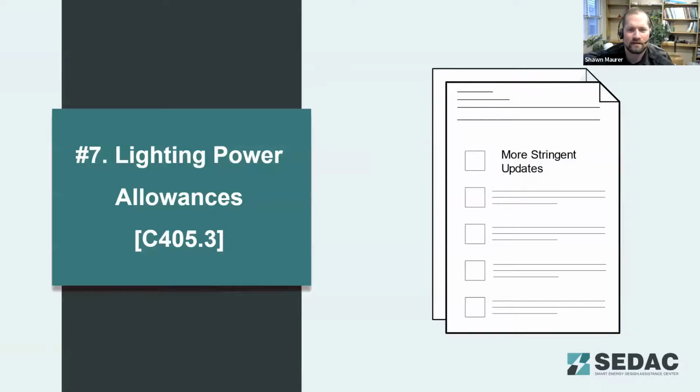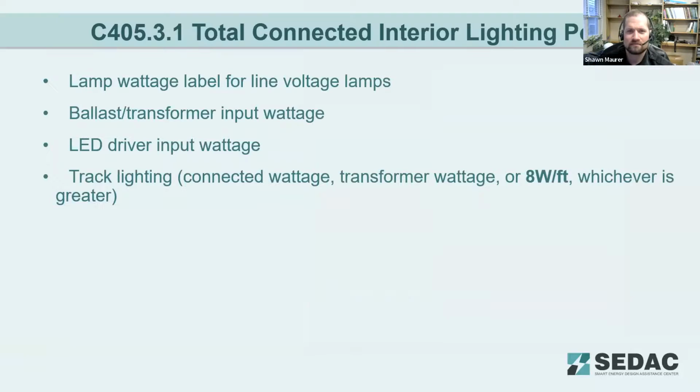All right, thank you, Ryan. So lighting power allowances, we've seen a little bit more stringency coming in here. One of those is in calculating your total connected interior lighting power. Most of this is the same. You're going to count up your lamp wattage by the line voltage for the lamps or the label on the fixture, the ballast and transformer input wattage, your LED driver input wattage. Those are all unchanged, similar to what they have been.